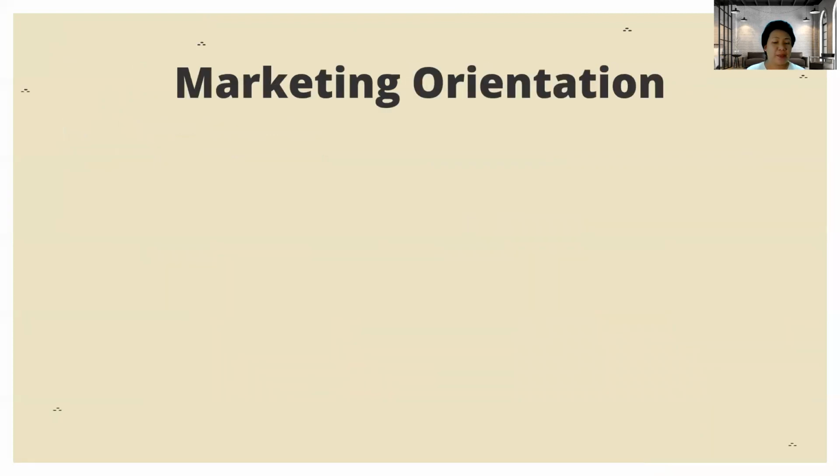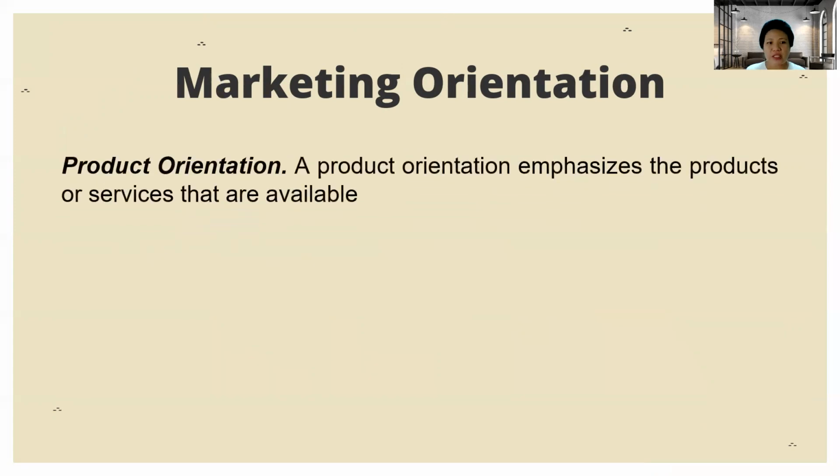So for us to properly apply what type of marketing strategy we're going to use, we are going to use a marketing orientation. So first is product orientation. A product orientation emphasizes the products or services that are available. So in product orientation, you need to develop your supply. Okay, you need to develop your product, and then the best product will be chosen by the market. It is applicable when there is a surplus of demand over supply. So most of the resorts will develop their products, then they are going to focus on the quality of products that they are going to offer to the market, regardless of the customer's needs and wants.